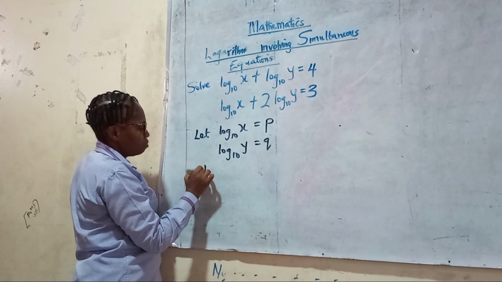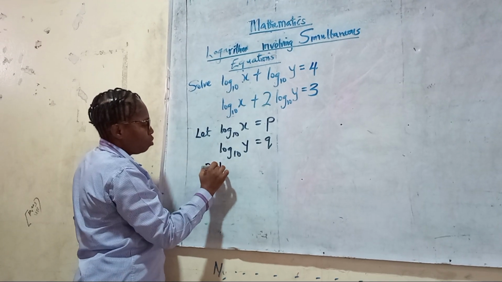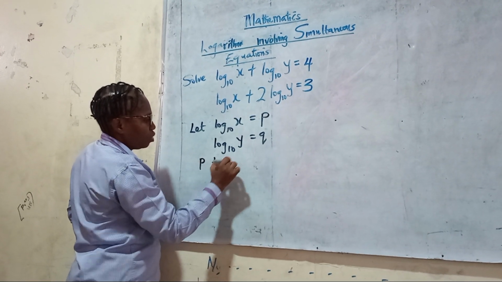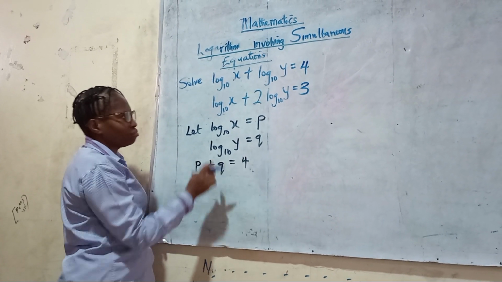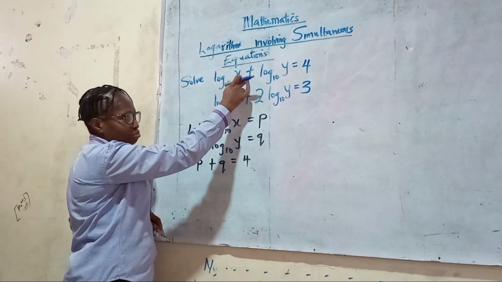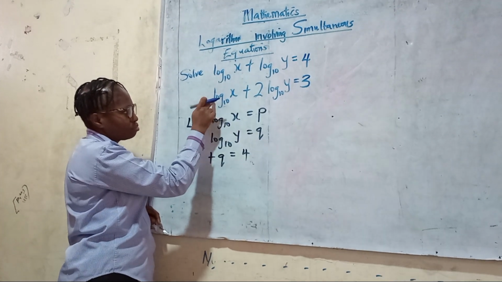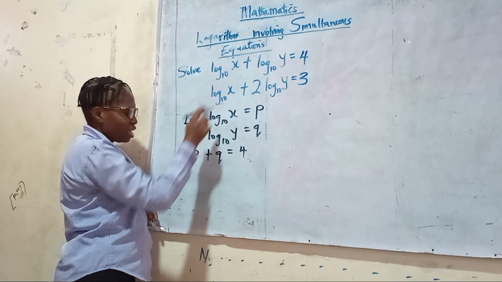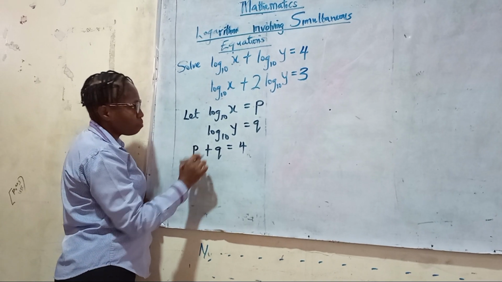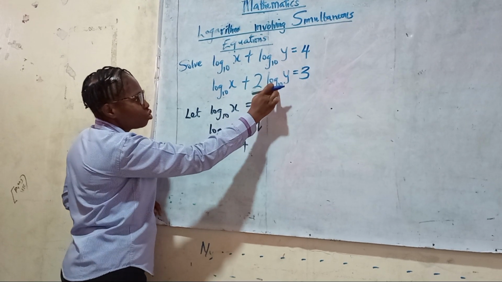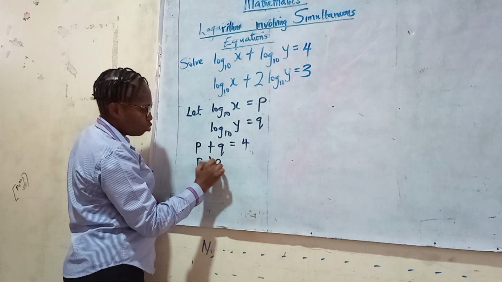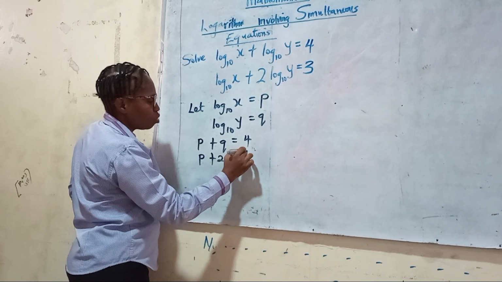Now let's do that. This will be p plus q equals 4. That is equation 1. The second equation, this is still log x, that will also be p, plus 2q equals 3.